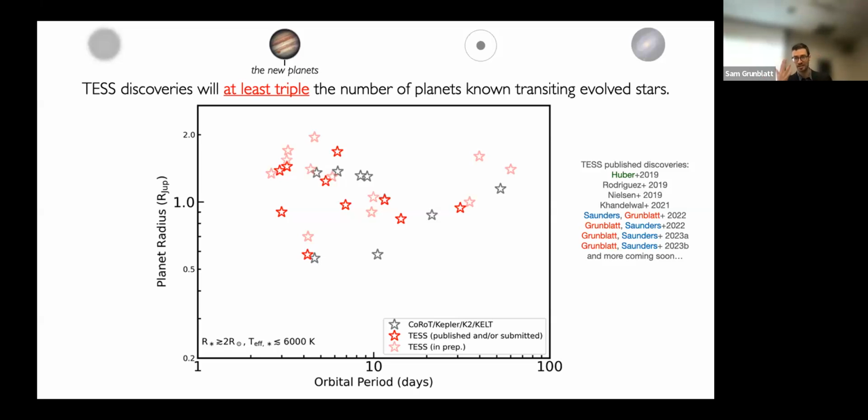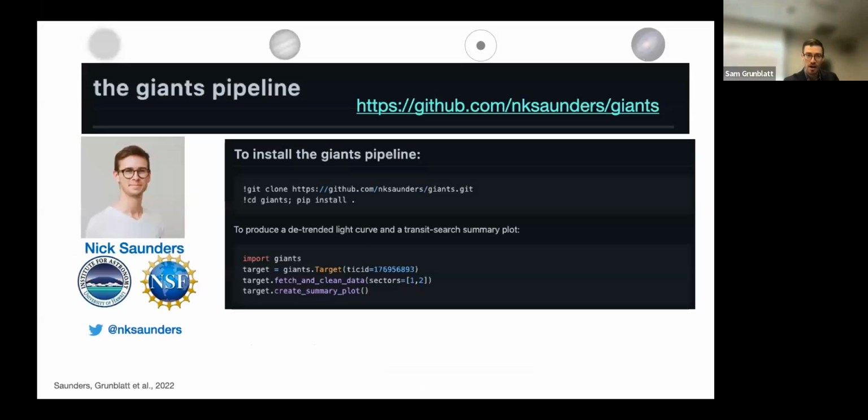And now, since TESS has been launched, we've already published a handful of these populations in all of these publications that are listed there. And we have a bunch more that we now know are planets, and we just need to get a little bit more data to confirm them and get them out the door.